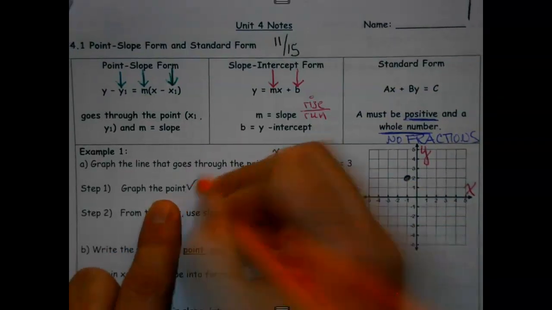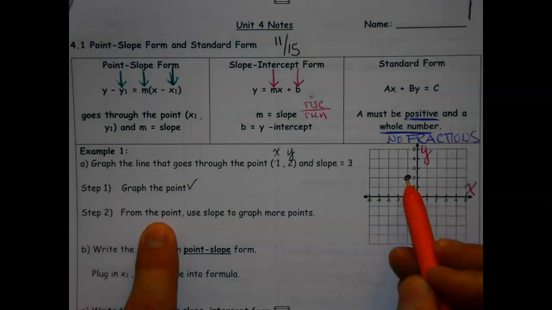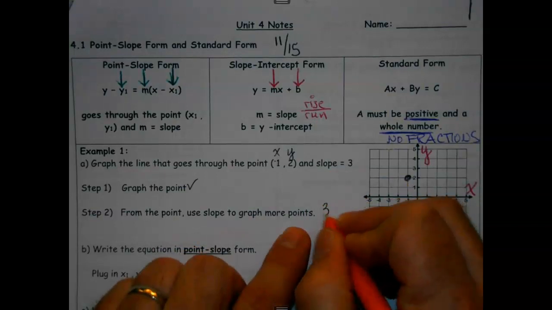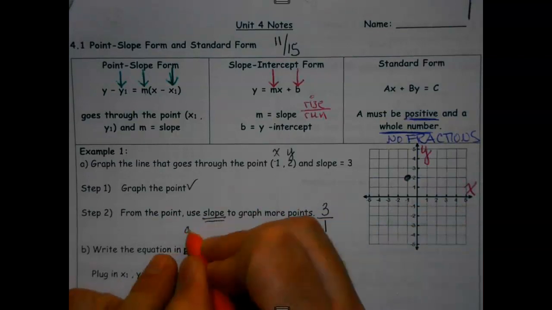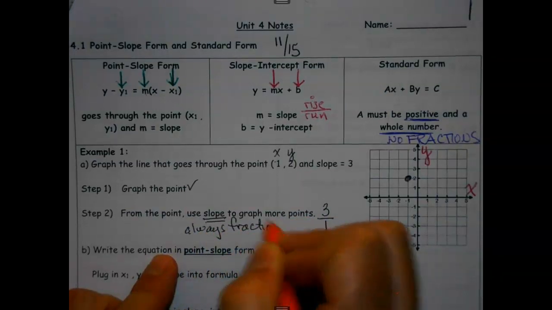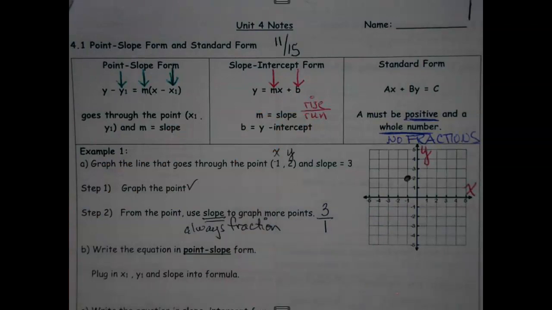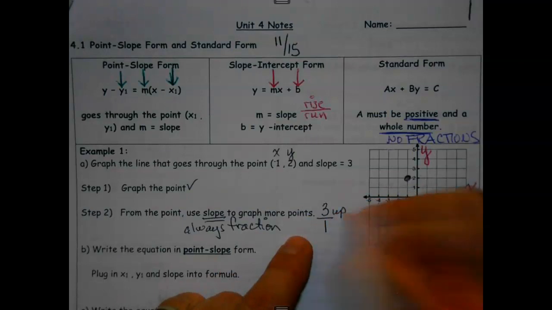Okay? So graph the point. Check. We did that. From the point, okay, don't start back over. Use slope to graph more points. If you have slope and it's not a fraction. Okay? Slope always needs to be a fraction. If it's one naturally, great. If it's not, we've got to put it over 1, because when we do rise over run, if it's positive, we're going to be going up.